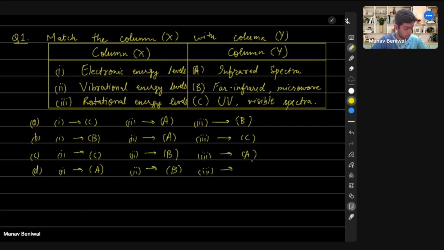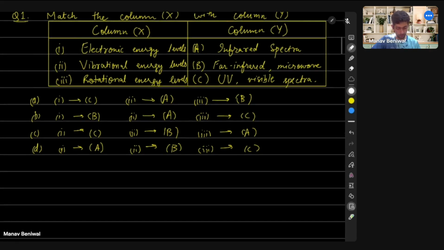Okay, so as we discussed a few minutes ago, there are primarily three types of energy levels we are concerned about: the electronic, vibrational, and rotational energy levels. Now, when we do spectroscopy, we want to know in which region of the spectrum we will find the corresponding spectra for these three different energy levels. We are given options: infrared, far infrared, microwave, UV, and visible.